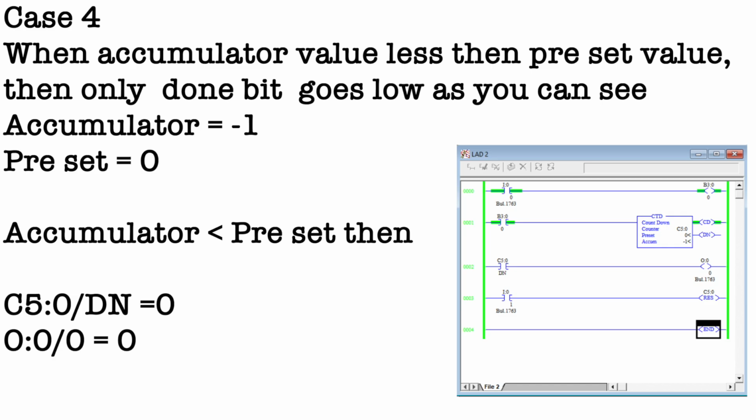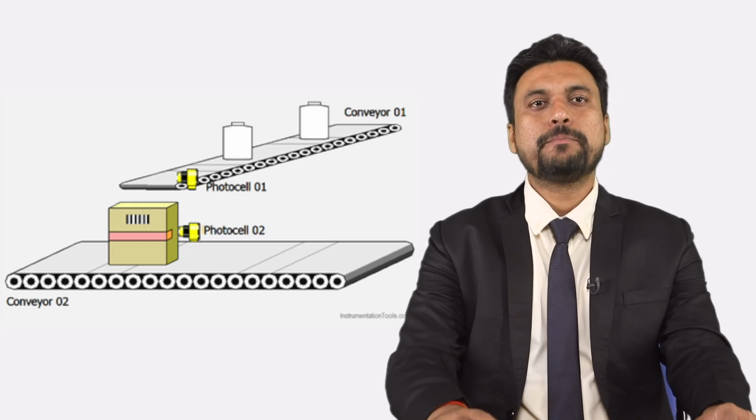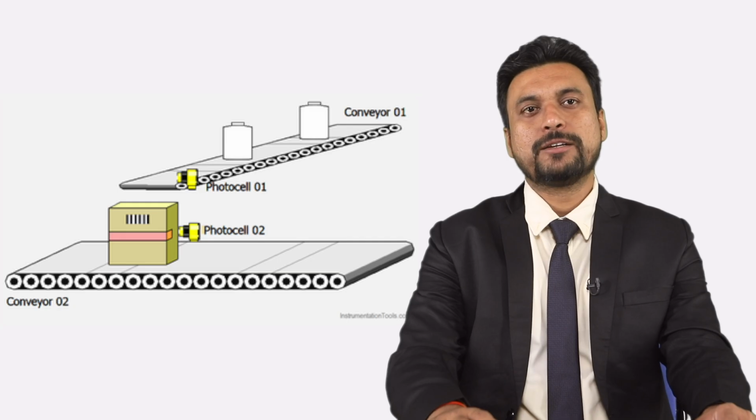So this is the major difference between the up counter and down counters. In up counters, my done bit is high when the accumulator is equal to the preset value, and in the case of down counters, only when the accumulator value is less than the preset value will my done bit go low, right? So with this example, we found some major conclusions.